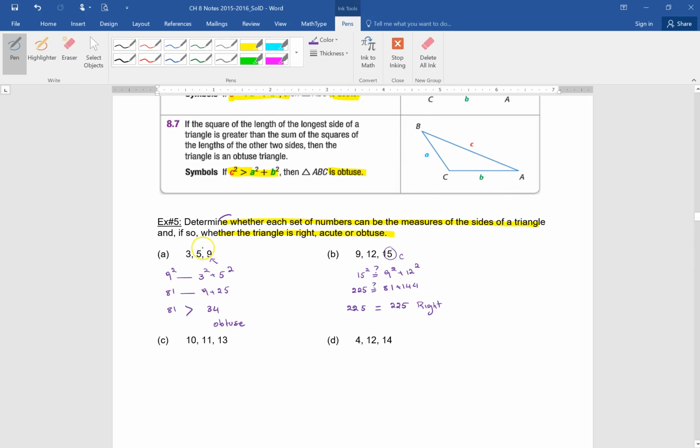All right, so back to this one. First, we have to check whether the sum of 3 and 5 is greater than 9, which it isn't. That means this is not a triangle. That means we can't do any of this stuff. It's just not even a triangle, so it can't be acute, obtuse, or right.